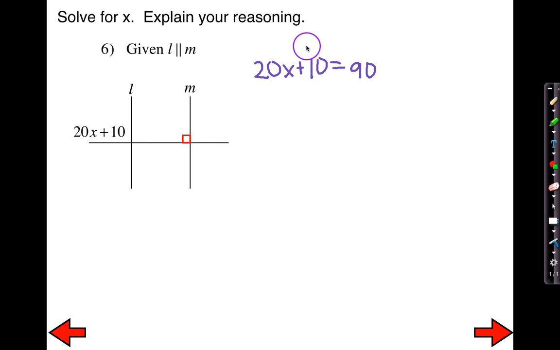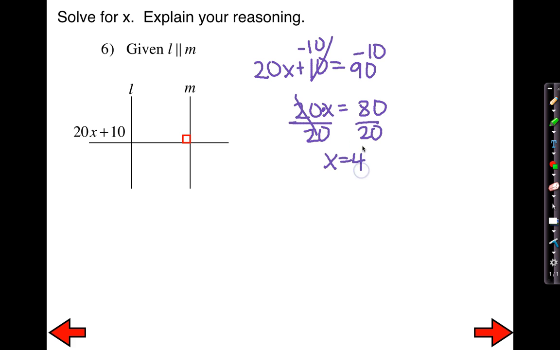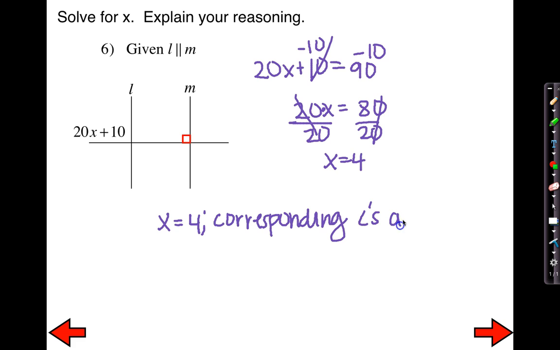So to solve for x, what I'm going to have to do is subtract 10 from both sides, leaving me with 20x equals 80. This means 20 times x, so the inverse would be to divide by 20 to both sides. And I'm left with x equals 4. You can even see the zeros canceling out there. 8 divided by 2 is 4. So to answer the question, I'm going to say x equals 4. How did I know this? Because corresponding angles are congruent. And there is your answer.